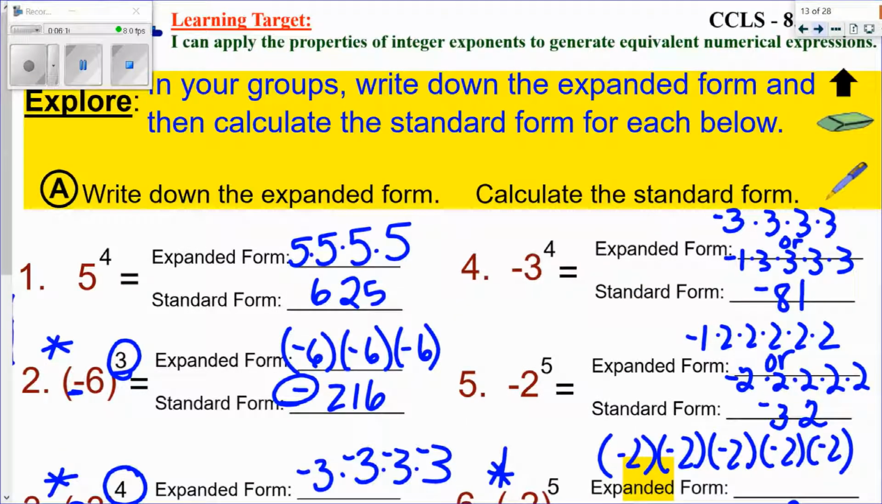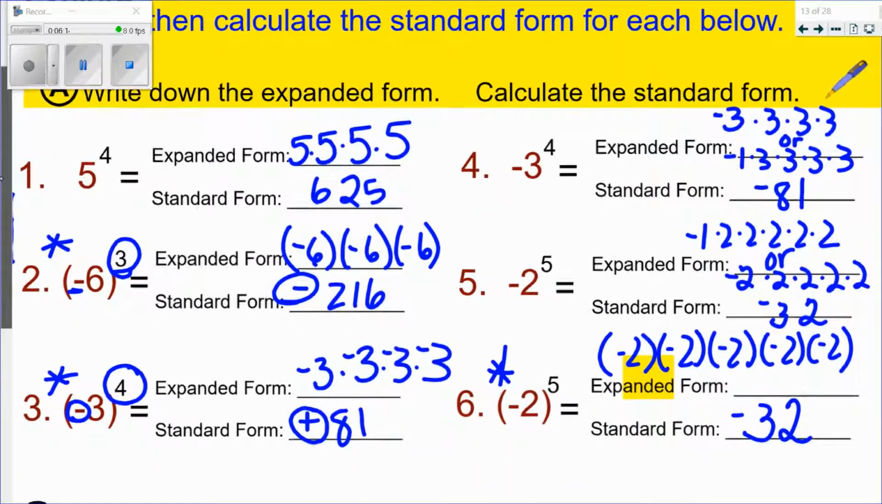So now we're going to assess, and you're going to see some of the answers are starred. So here we go, 5 to the 4th, you know how to expand it, standard form 625. As you can see, I starred the second one, a negative base with an even exponent, and you get negative 216. The way you see it is the way you put it into the calculator.